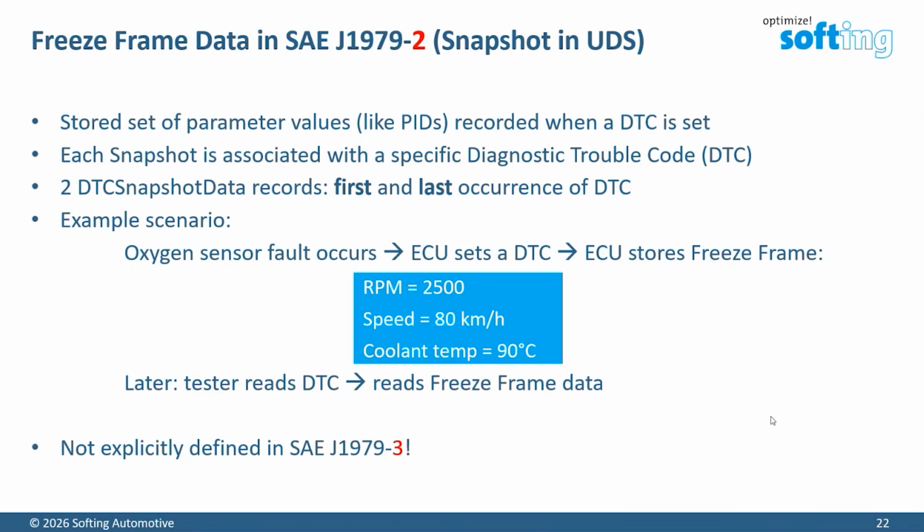Then the ECU sets a DTC and additionally stores freeze frame data, which looks like that. Rotations per minute, 2,500. Vehicle speed, 80 kilometers per hour. Coolant temperature, 90 degrees. And later, much later, the tester reads the DTC and additionally gets the freeze frame data. And as I told you, freeze frame data is not supported in -3, but can still be used by the OEMs.